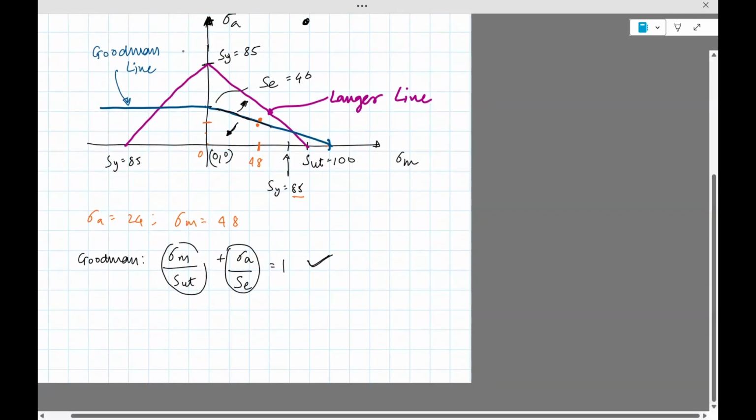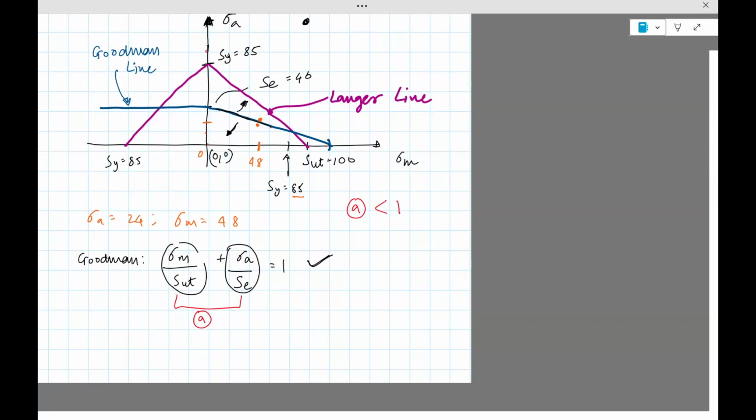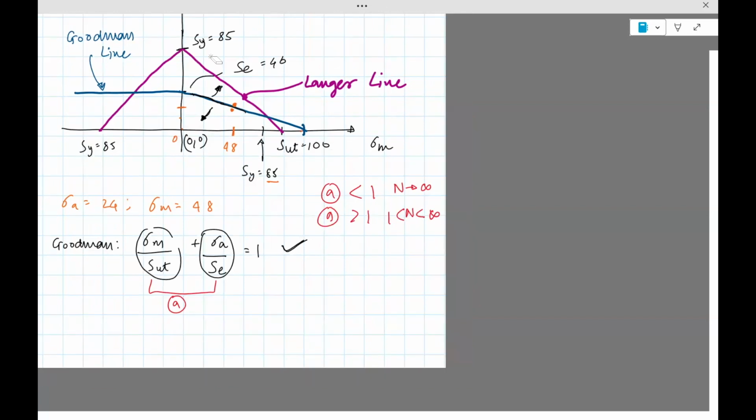So remember that if we get, let's call this A. So if A is less than 1, it's on n goes to infinity, right? This region. If A is greater than 1, n will be between 1 and infinity. So we have to figure that out just by putting the values.